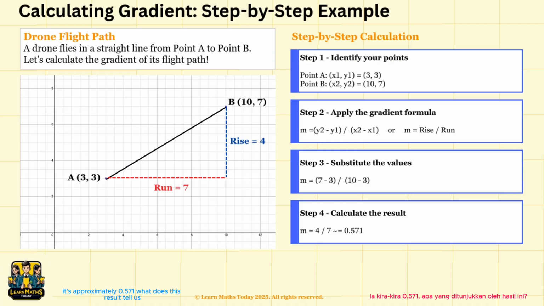What does this result tell us? It means that for every 7 units the drone travels horizontally, it rises 4 units vertically. This positive gradient tells us the drone is ascending. Pretty straightforward once you break it down, right? You've just calculated a real-world flight path's steepness using coordinate geometry.